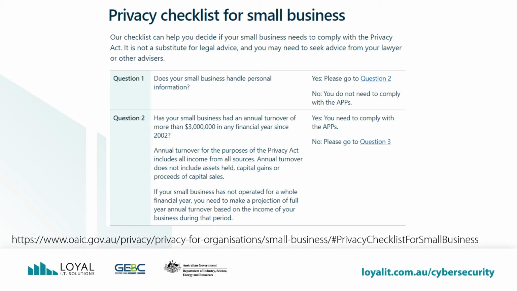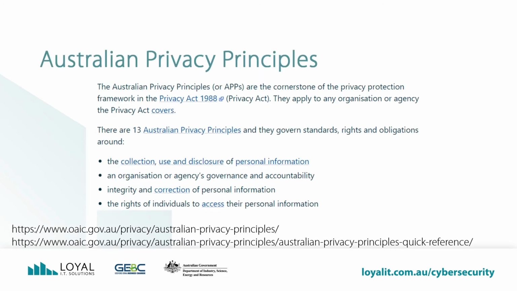Note, you'll see reference to APPs. This is the Australian Privacy Principles, which I will talk about on the next slide. The Australian Privacy Principles, or APPs, are the cornerstone of the privacy protection framework in the Privacy Act of 1988. They apply to any organisation or agency the Privacy Act covers.